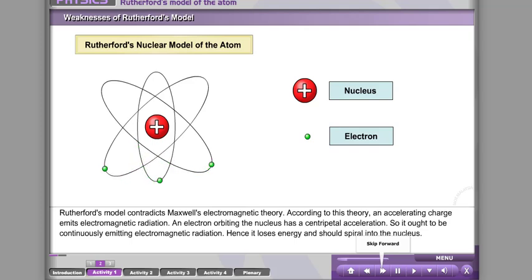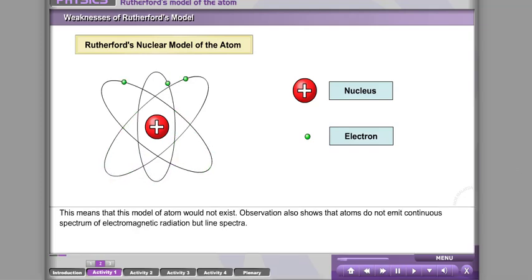Rutherford's model contradicts Maxwell's electromagnetic theory. According to this theory, an accelerating charge emits electromagnetic radiation. An electron orbiting the nucleus has a centripetal acceleration, so it ought to be continuously emitting electromagnetic radiation. Hence, it loses energy and should spiral into the nucleus. This means that this model of atom would not exist. Observation also shows that atoms do not emit continuous spectrum of electromagnetic radiation but line spectra.